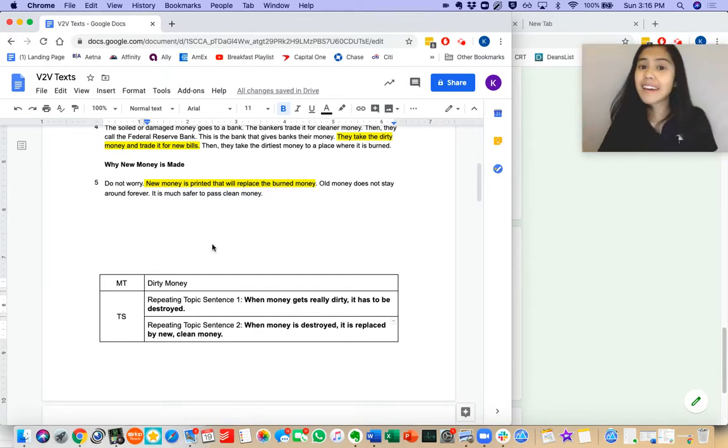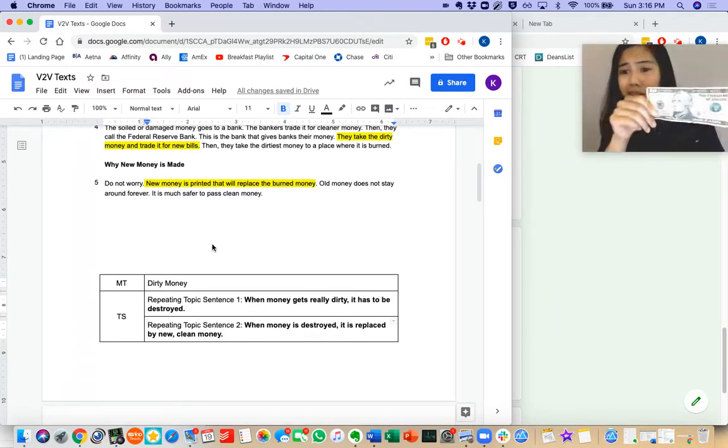Friends, I don't know about you, but especially nowadays, Miss Yabut is really working on washing her hands a lot. So this whole time I was reading this text, I was thinking about this $10 bill I got from the store today and thought to myself, I really should wash my hands if this money is dirty.